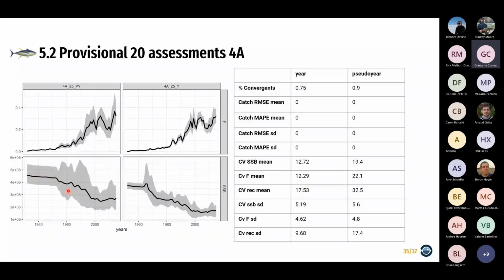Again, the temporal trends in spawning biomass and fishing mortality are pretty similar. However, the difference here is that the spawning biomass for the pseudo-GR configuration is a little bit higher compared to the GR configuration. Also, we can observe that the variability among replicates is larger for the pseudo-GR configuration compared to the GR configuration. This is the percentage of convergent runs. For the GR configuration, it was 75%, and for the pseudo-GR configuration, it was 90%.